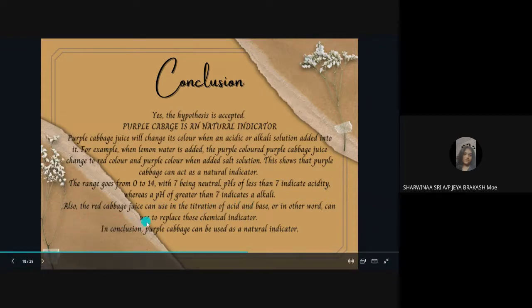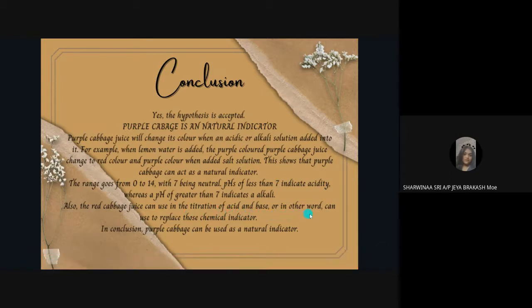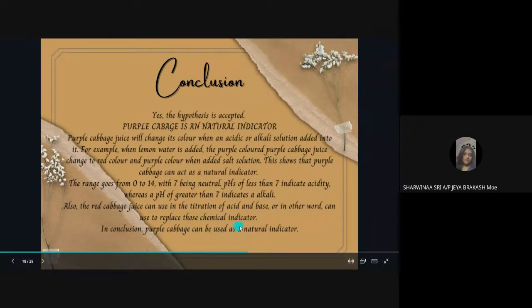Also, the red cabbage juice can be used in the titration of acid and base, or in other words, can be used to replace those chemical indicators. In conclusion, purple cabbage can be used as a natural indicator.